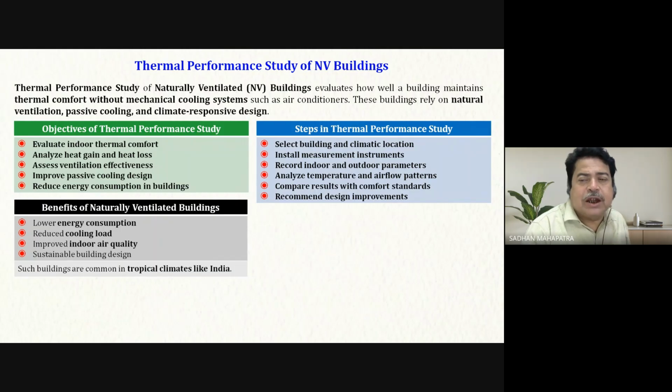Now, the steps in a thermal performance study: you need to select a building and the climatic condition. You install the measurement instruments, like a data logger, which measures the temperature, humidity, and wind speed. Record the indoor and outdoor parameters, analyze the temperature and airflow patterns, compare the results with comfort standards, and recommend what kind of design improvements are required.